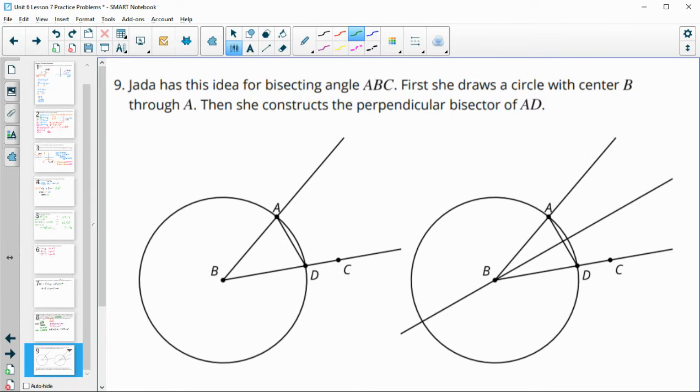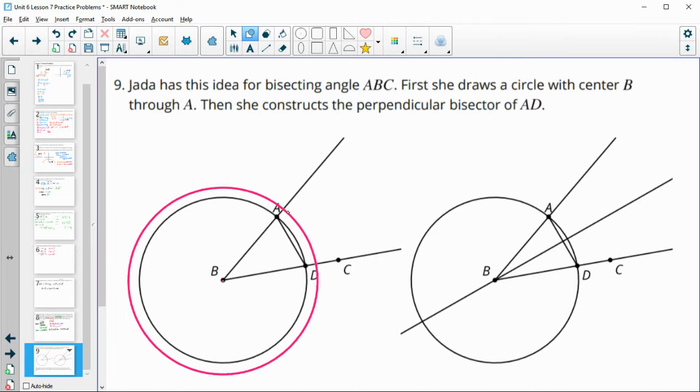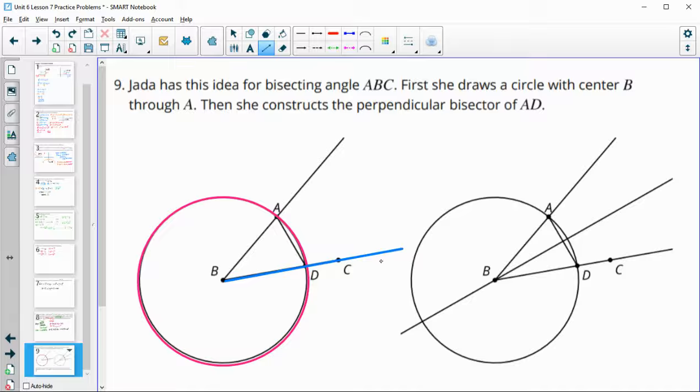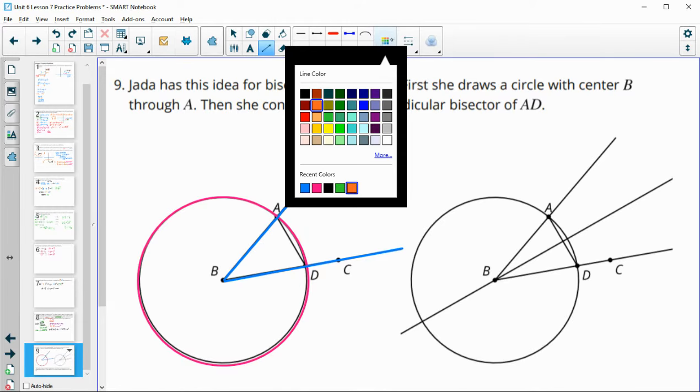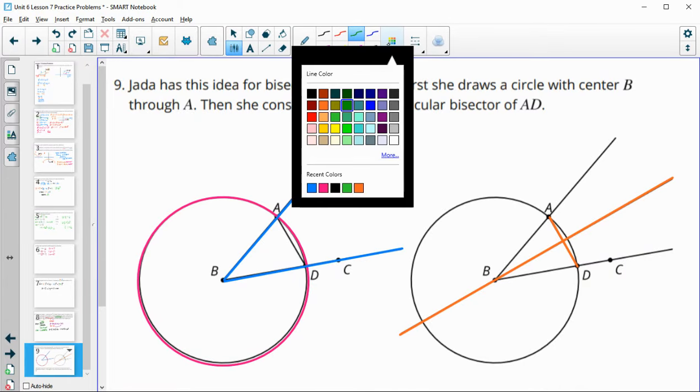All right, Jada has an idea for bisecting an angle for constructions. The first thing she did was draw a circle centered at B, going through A. Then she labeled the other point where it intersected, after connecting B through C. That was the angle, so where the circle crossed the original angle is D. Then she constructed the perpendicular bisector of the segment that connected A and D. Will this bisect the angle is the question. Did her construction work?